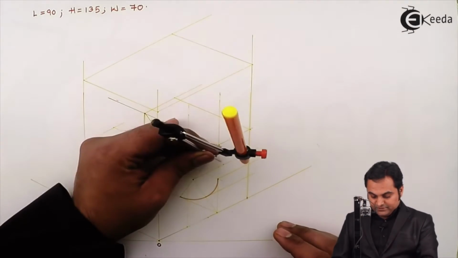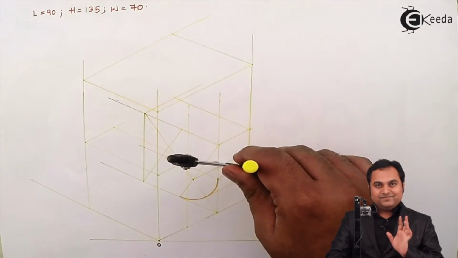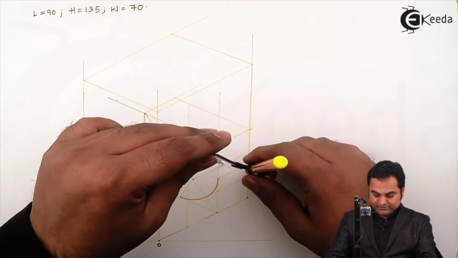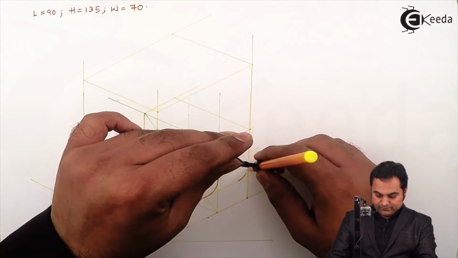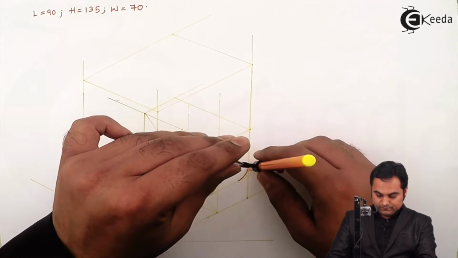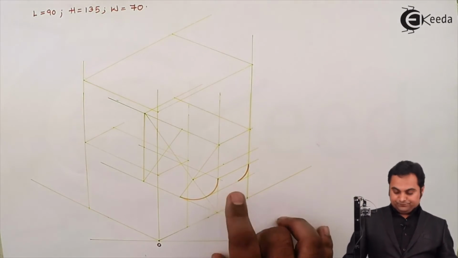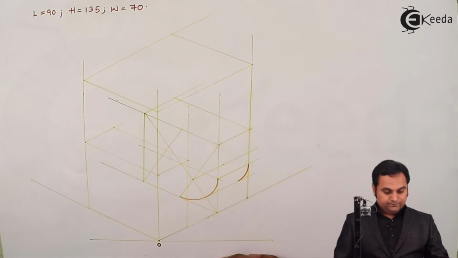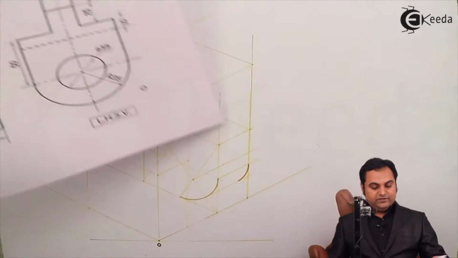Keeping this same radius, the center has been shifted 30 mm behind. Now I need to join the parallel arc here, only up till here. That's it, it will end here. So drawing it light. Next, apart from that, there is even a circle inside the semicircle. That circle has a diameter of 35 mm.